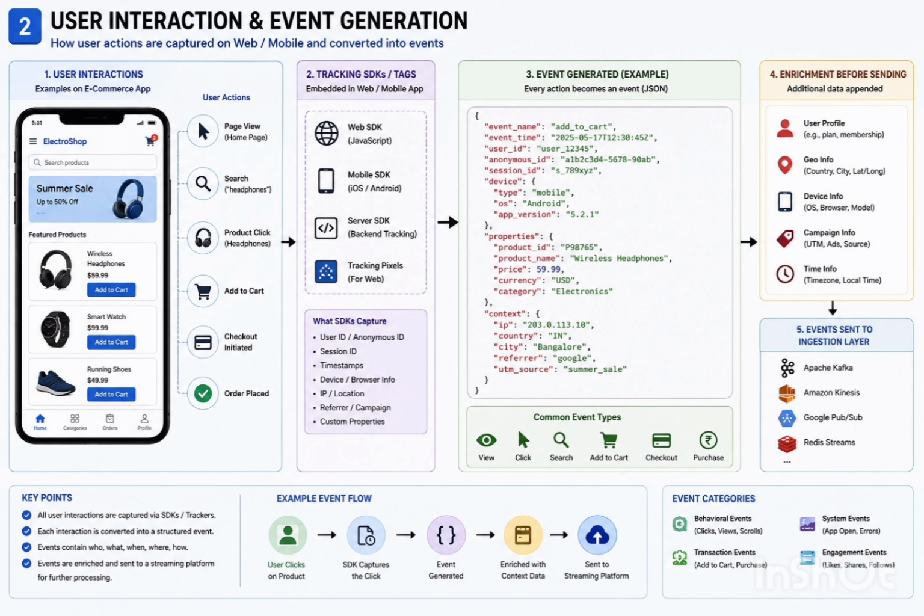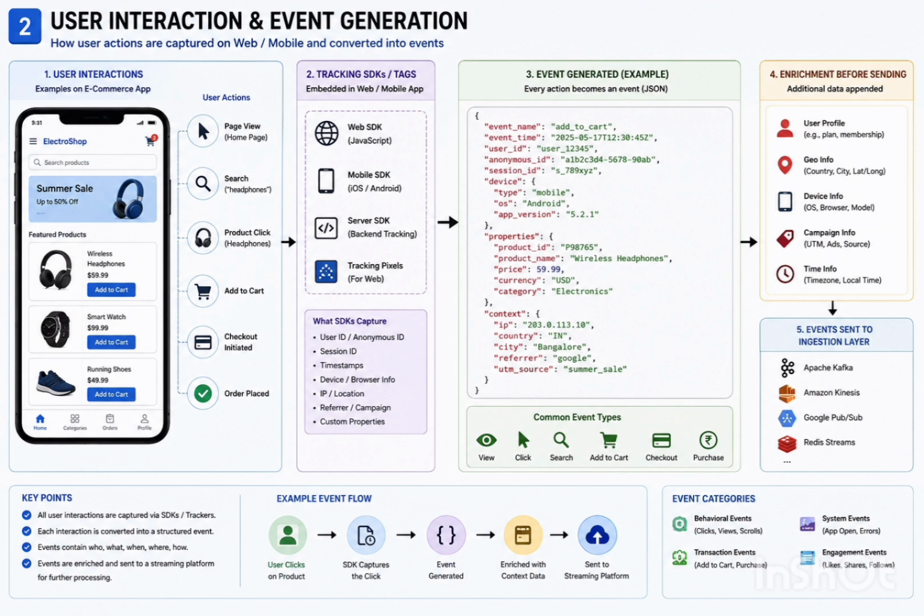Now the question is, who captures these actions? The answer is tracking SDKs. SDK stands for Software Development Kit. Developers embed these SDKs inside websites and mobile applications. For example, companies often use JavaScript SDKs in websites. For mobile applications, they use Android or iOS SDKs. Sometimes they also use server-side tracking and tracking pixels.